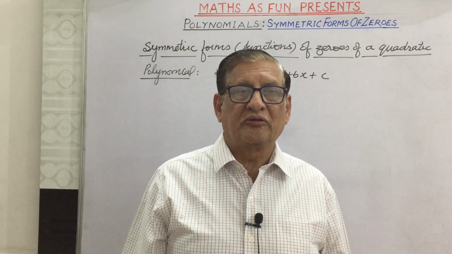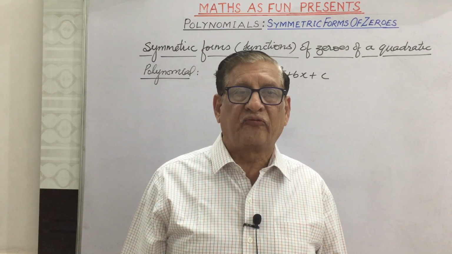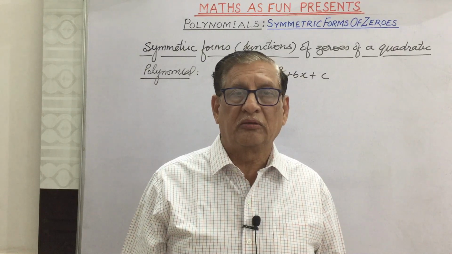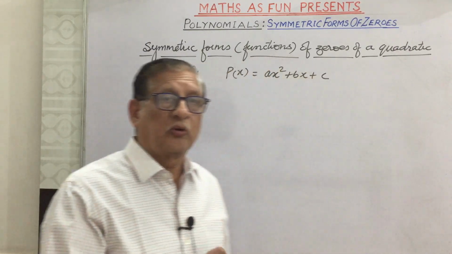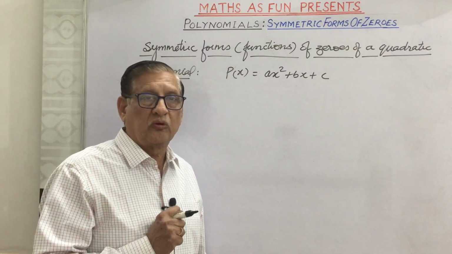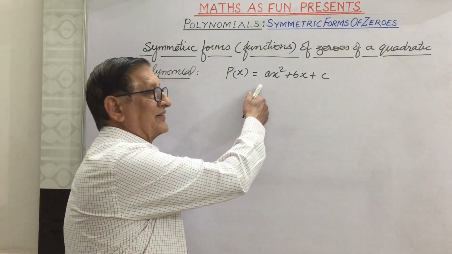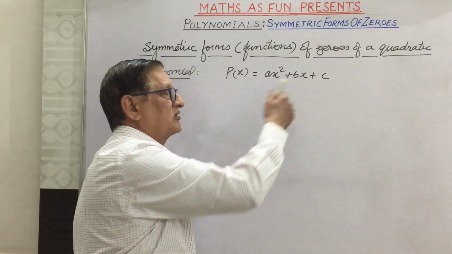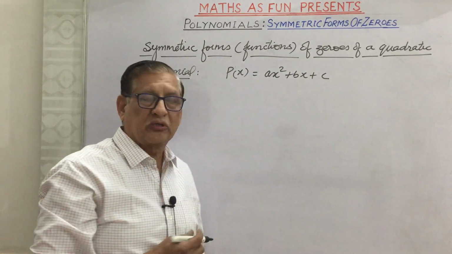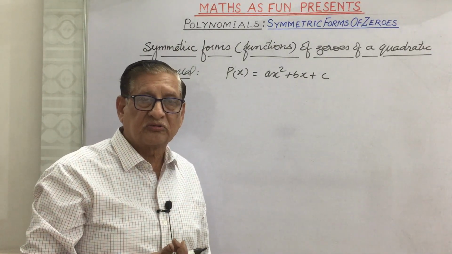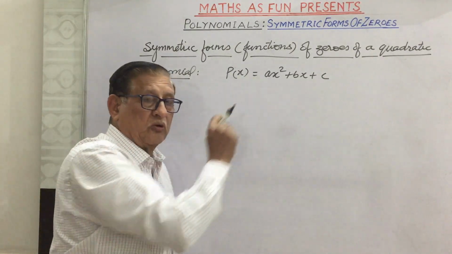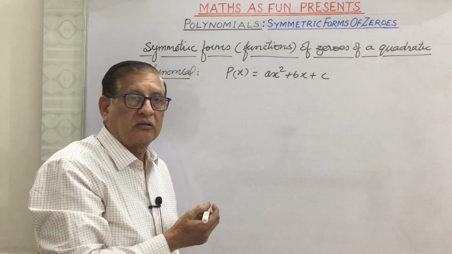Hello everyone. In this video we will learn about the symmetric forms or symmetric functions of zeros of a quadratic polynomial. We already know that a polynomial of degree 2 is a quadratic polynomial and its standard form is ax square plus bx plus c, where a, b and c are known as its coefficients and the constant terms. Suppose the zeros of this quadratic polynomial are alpha and beta.